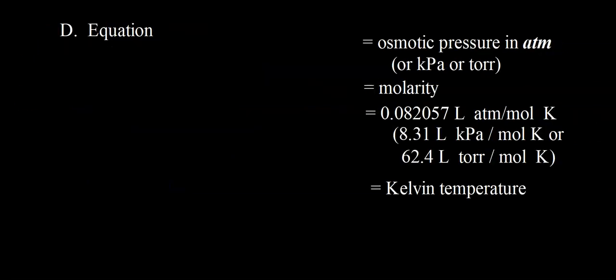All right, so let's take a look at some calculations involving osmotic pressure. Here is the equation we're going to use, where pi is the osmotic pressure in atmospheres or kilopascals or torr. Depends on something we'll see in a second. Big M here is our molarity, molar concentration. So concentration is directly related to osmotic pressure. So the greater the solution concentration, the greater the osmotic pressure.